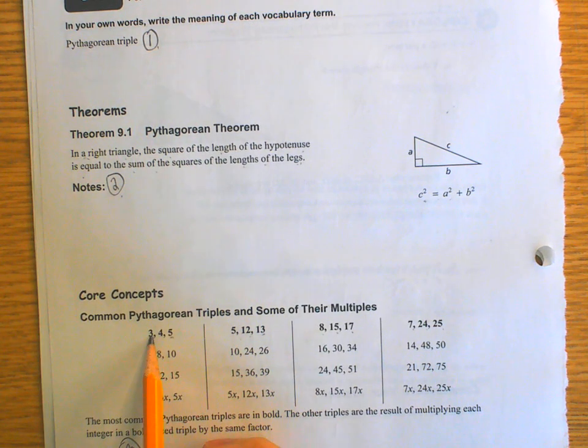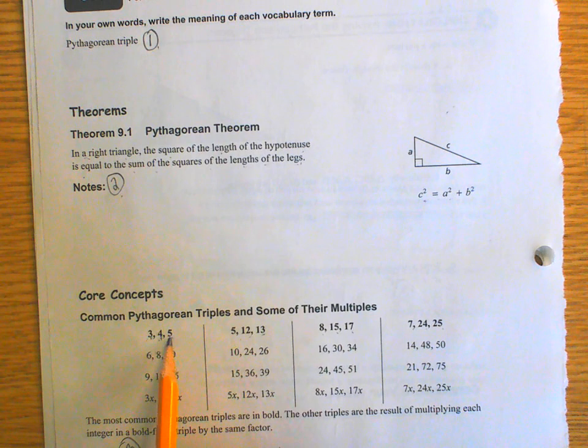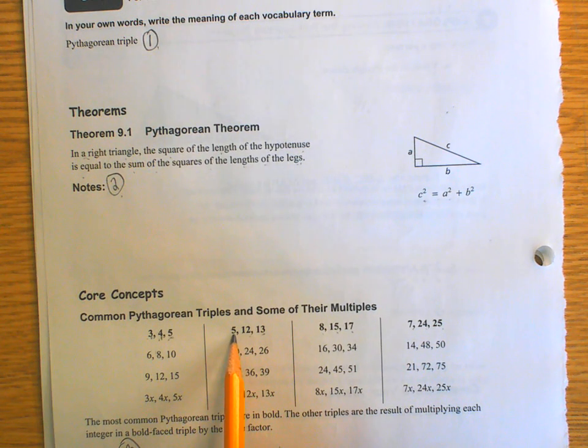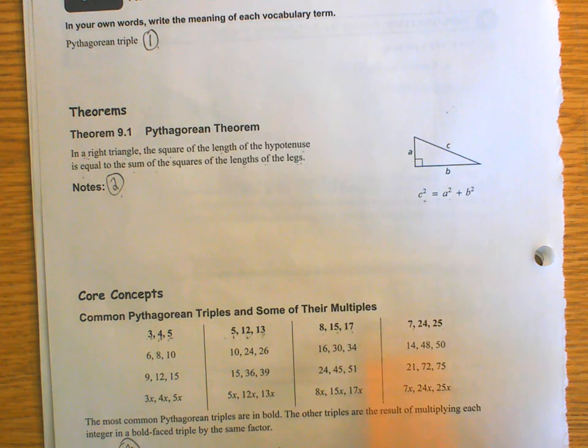So for example, 3 squared, that's 9. 4 squared, 16. 9 plus 16 is 25, which happens to be the same as 5 squared. 5 squared, that's 25. 12 squared is 144. 25 plus 144 gives me 169, which happens to be the same thing as 13 squared, and so on.